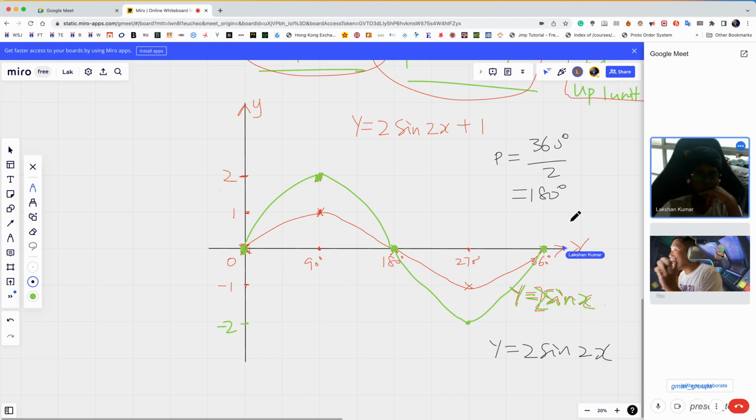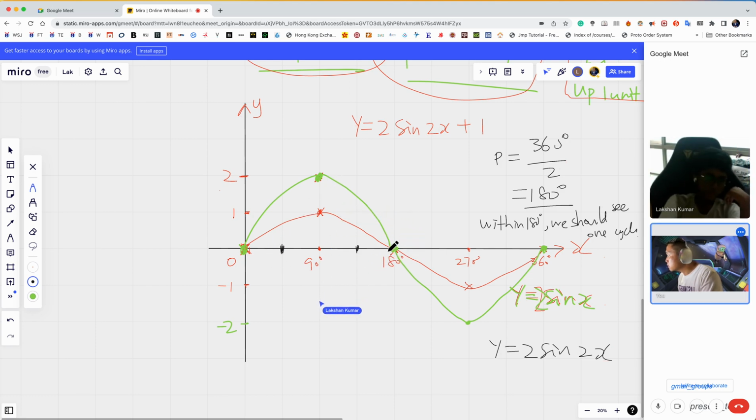So that means within 180, this goes up, down, like this. Within 180, we should see what? One cycle. So it goes up, then down, like this. Basically, I should see here and here. I should see the green one getting squeezed.